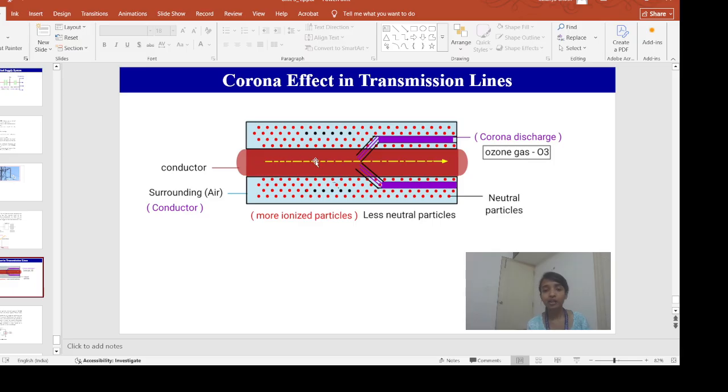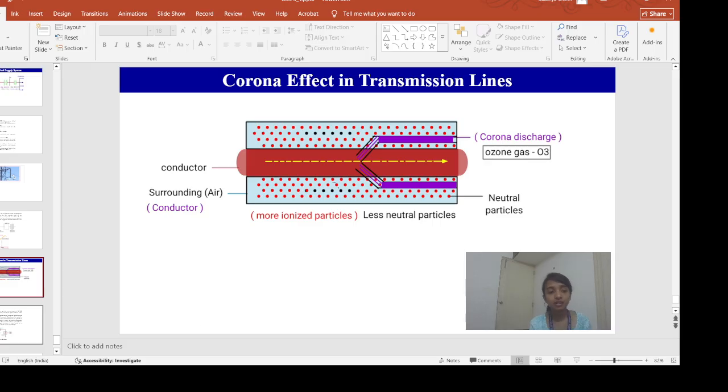Due to that high voltage, a high electric field is generated, which surrounds the conductor. When this high electric field comes in contact with the air, the air particles are ionized, and that is how we observe that discharge or that hissing sound. And when that corona discharge happens, ozone gas is emitted. So this is the corona effect in the transmission line.